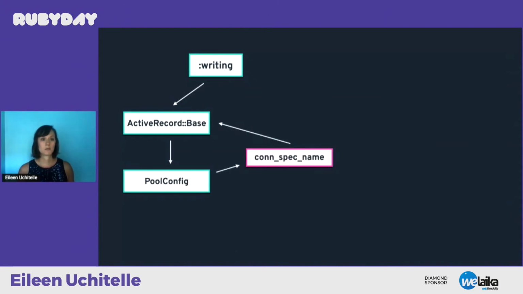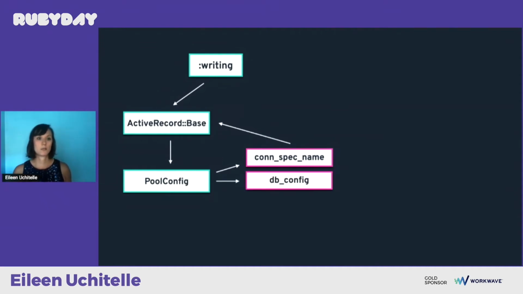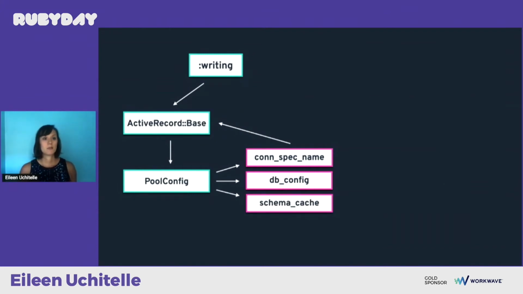The pool config holds a reference to the connection specification name, which is a pointer back to the class cache key, so that corresponds to ActiveRecord::Base. It also holds the db_config, which is the entire database configuration object that belongs to this pool, and the schema cache. Lastly, the pool config points to the connection pool itself, which is another object holding a bunch of other stuff.